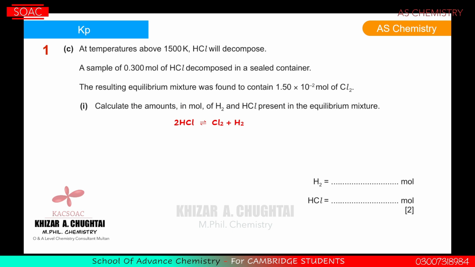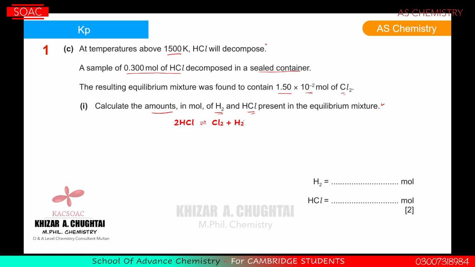Now come toward this example. At temperature above 1500 Kelvin, HCl will decompose. A sample of 0.3 mole of HCl decomposed in a sealed container, and the resulting equilibrium mixture was found to contain 1.5 into 10 to the power minus 2 mole of Cl2. Calculate the amount in mole of H2 and HCl present in the equilibrium mixture.